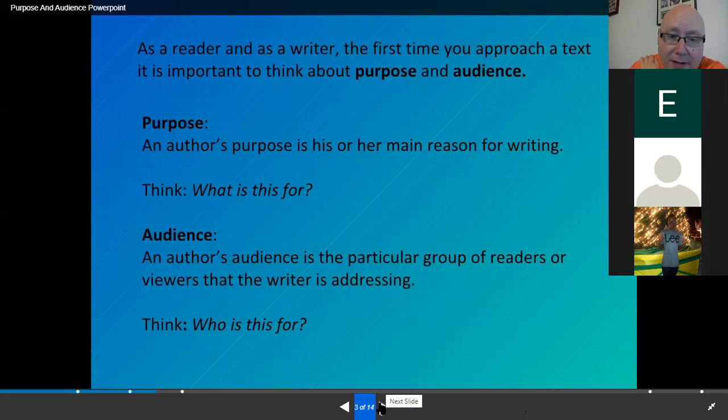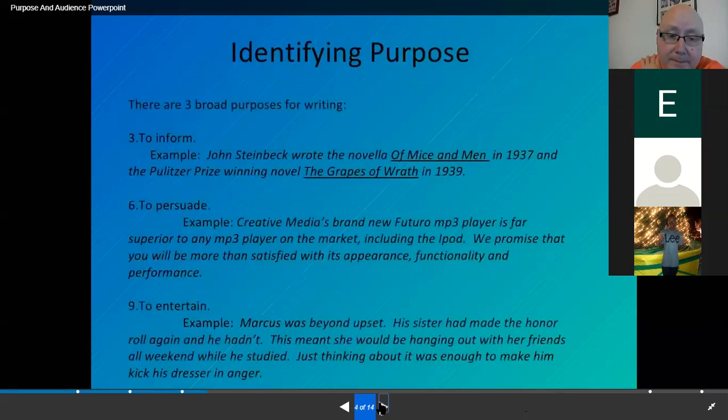Okay. An author's audience is a particular group of readers or viewers that the writer is addressing. Think, who is this for? There are 3 broad purposes for writing: to inform. For example, John Steinbeck wrote the novella Of Mice and Men in 1937 and the Pulitzer Prize-winning novel The Grapes of Wrath in 1939.